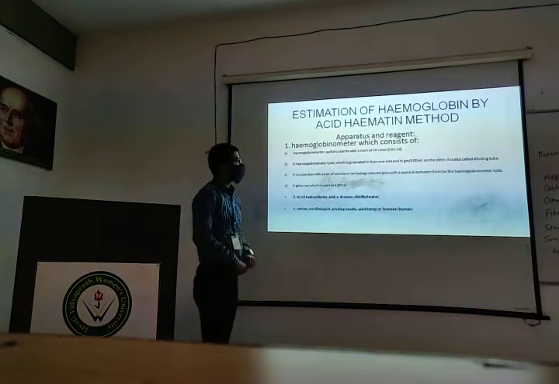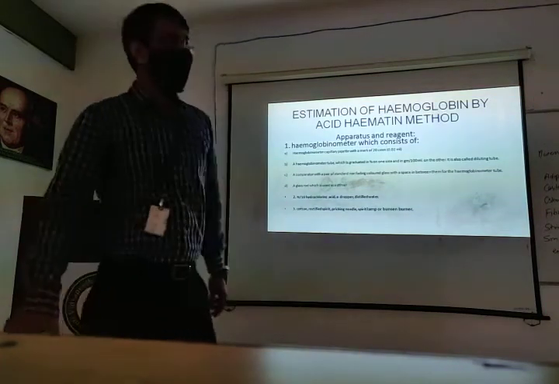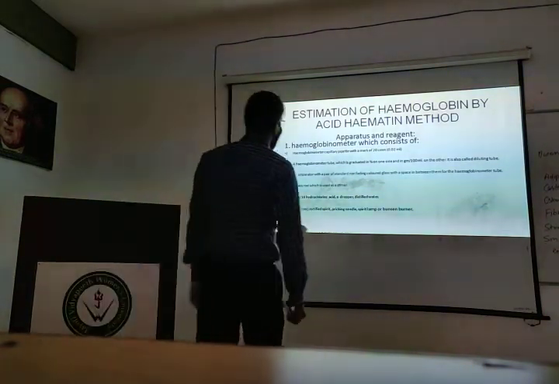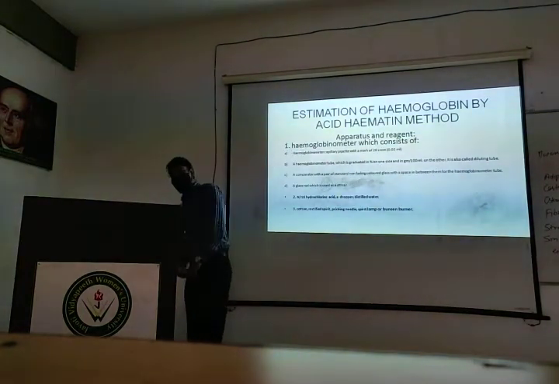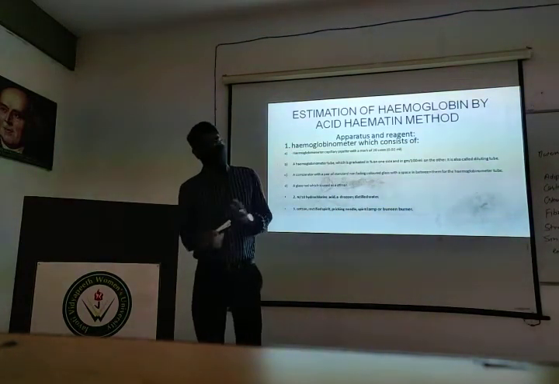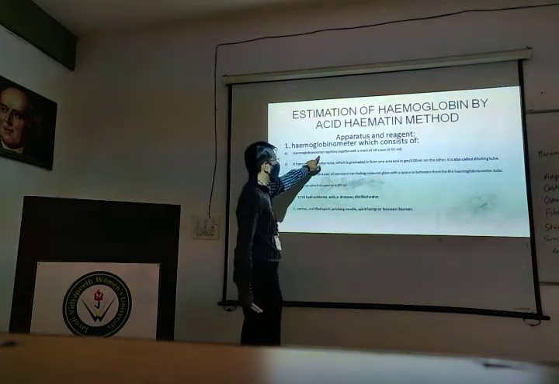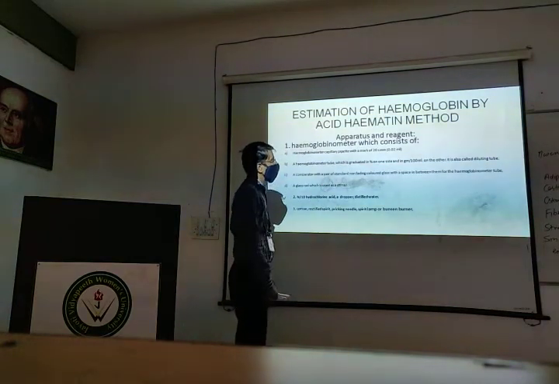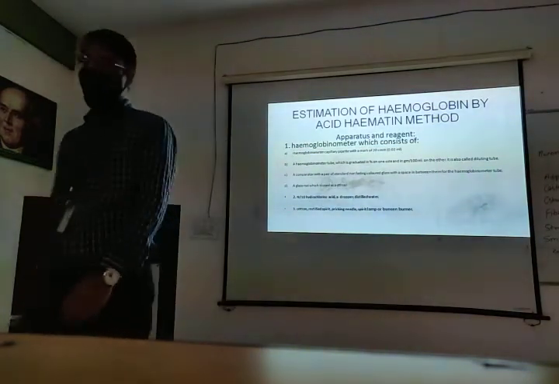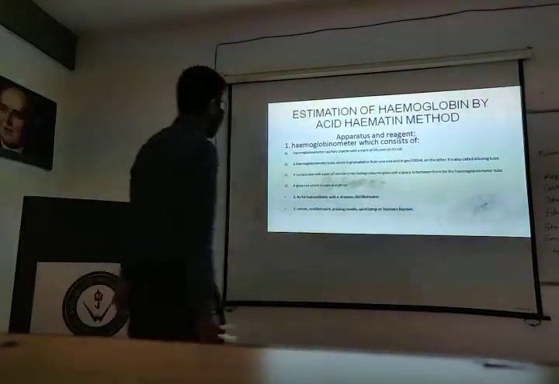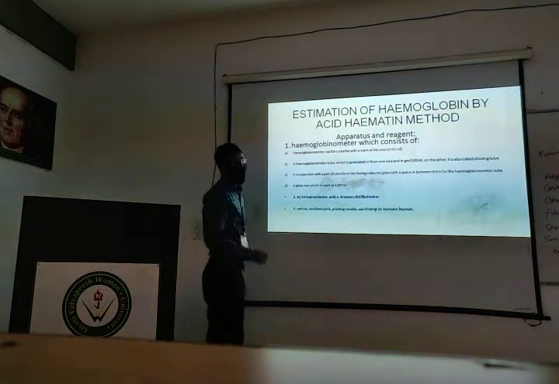Now, estimation of hemoglobin: apparatus and reagents. What are we going to need for this experiment? First is the Sahli's hemoglobinometer and the equipment that comes with it. First is the hemoglobinometer capillary pipette with a mark of 20 cmm, or 20 microliters, of blood.